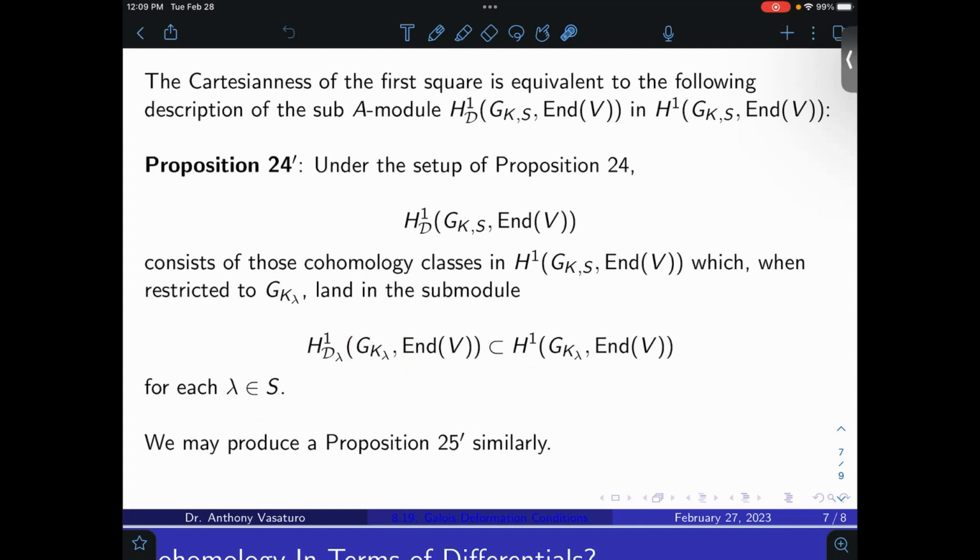I mean, this is not really saying anything, right? This is just saying that the square above is Cartesian. And this is kind of obvious, like you certainly hope this is true. I won't go through it, but you can produce a proposition 25 prime in the same way by looking at the Cartesianness of the second square above, so by looking at deformation conditions involving fixed determinant.